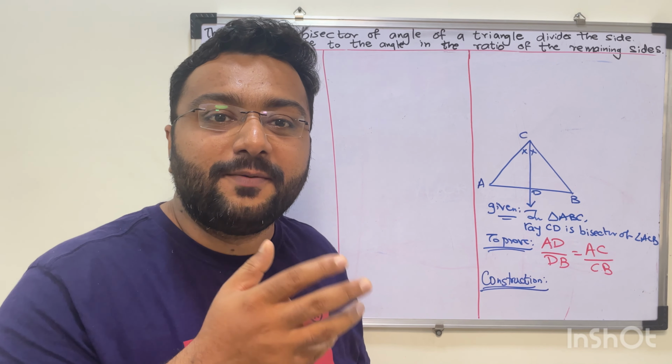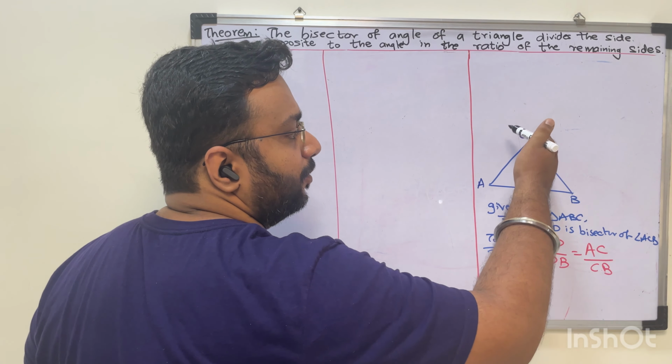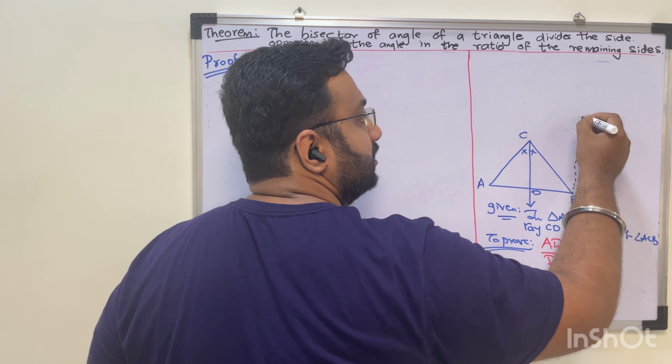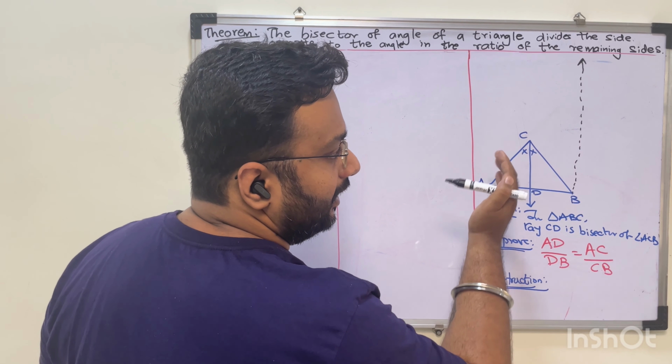But do we have a parallel line? No. So let's draw one parallel line. See, now observe here this CD. I'll draw one line parallel such that it is parallel to CD. If you observe, this line is parallel to CD.